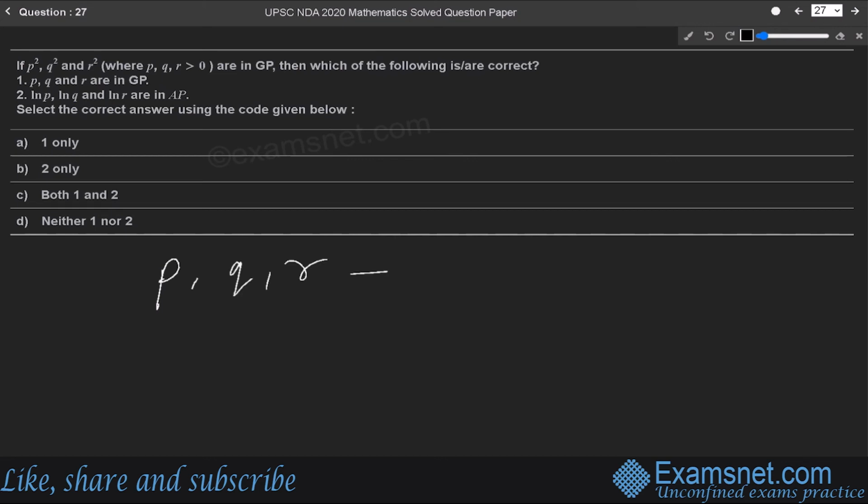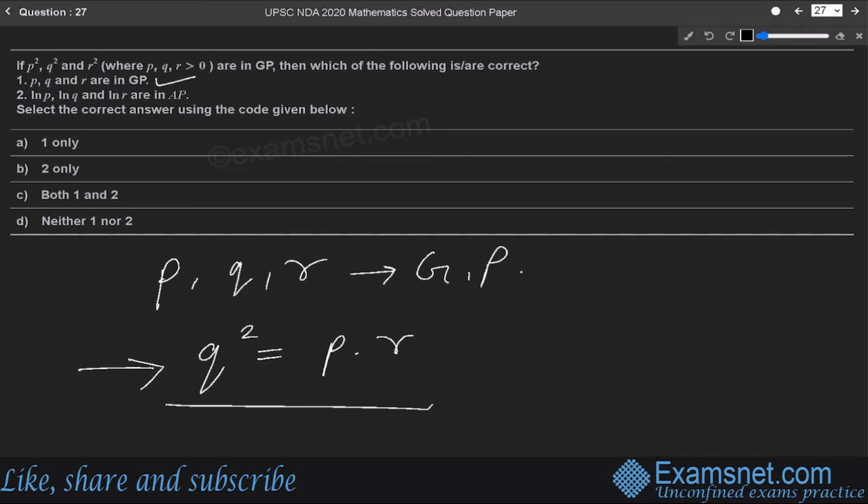If P, Q and R are in GP, it means that it should satisfy an equation which is Q square is equals to P into R. If Q square is equals to P into R, then P, Q and R are in GP. So for the first statement, it means that we have to prove this part, because if we prove this part, then P, Q and R are in GP.